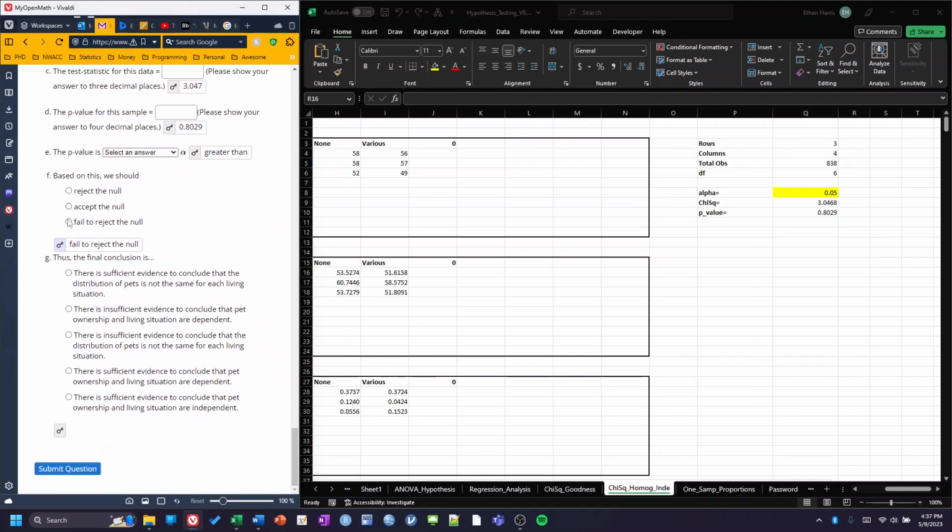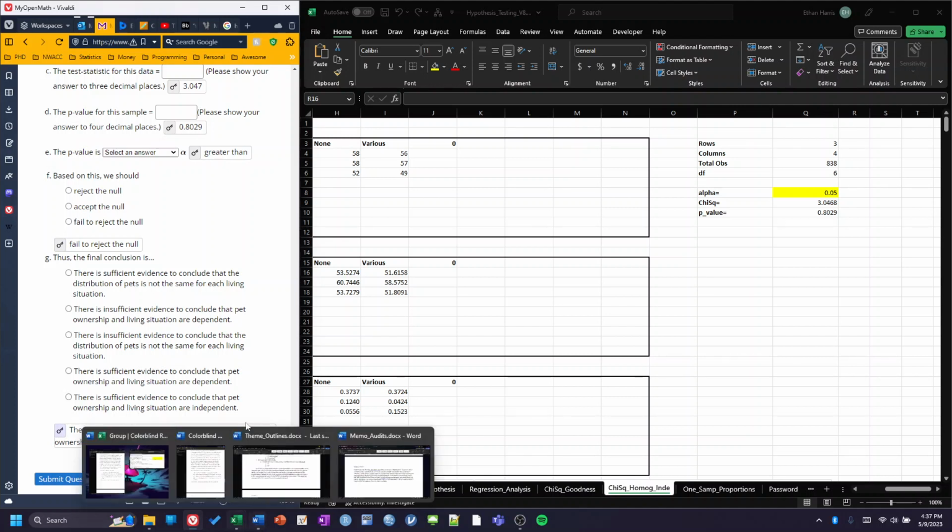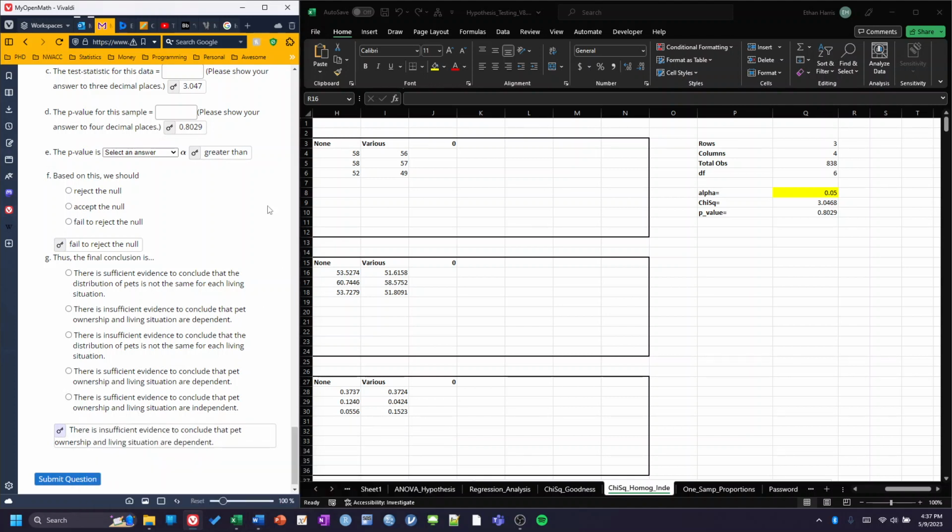Thus, the final conclusion is that there is insufficient evidence to conclude that pet ownership and living situation are dependent. So that's how you go through and do your enhanced categorical chi-squared tests on goodness of fit, test of homogeneity, and test of independence. Best of luck to you on your own problems.